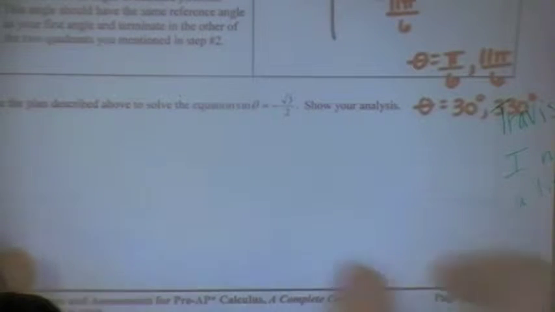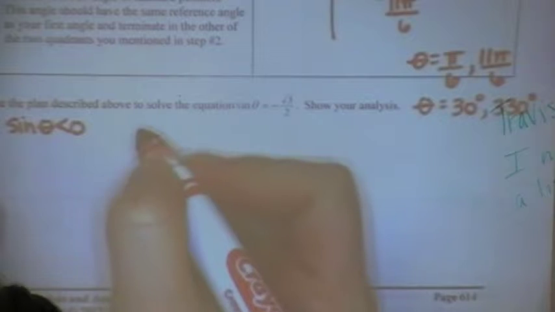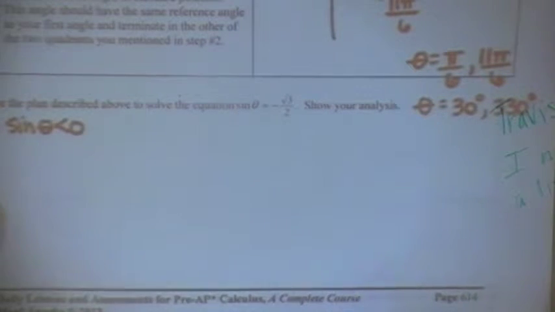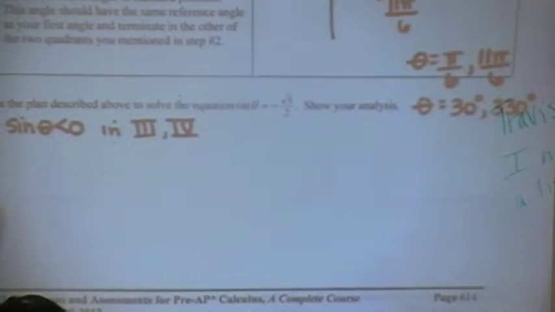Okay, so step number 2 says, make a note of the 2 possible quadrants of termination for theta based on the sine of theta. So on this one, sine of theta is negative. So sine of theta is less than 0. So in this case, I should be in 3 or 4, because that's where sine is negative.